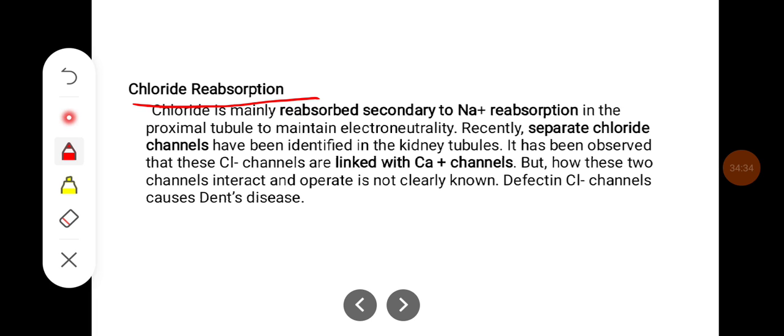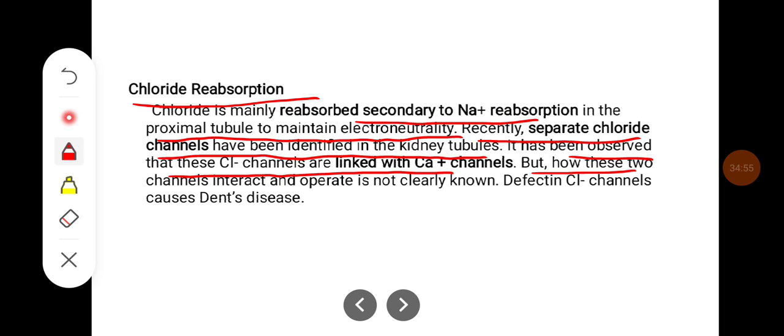Chloride absorption. Chloride is mainly reabsorbed secondary to sodium reabsorption in the proximal convoluted tubule to maintain electroneutrality. Recently, separate chloride channels have been identified in the kidney tubules. It has been observed that these chloride channels are linked with calcium channels, but how these two channels interact and operate is not clearly known. Defect in chloride channel causes Dent disease.